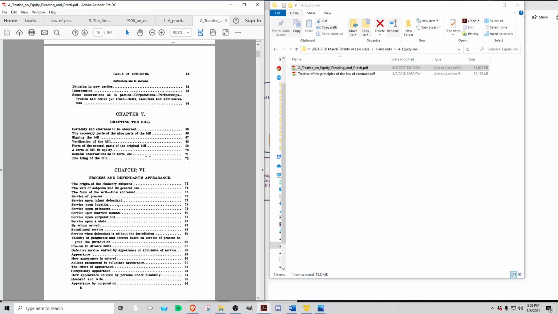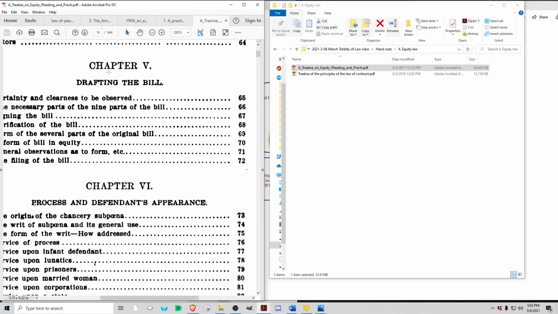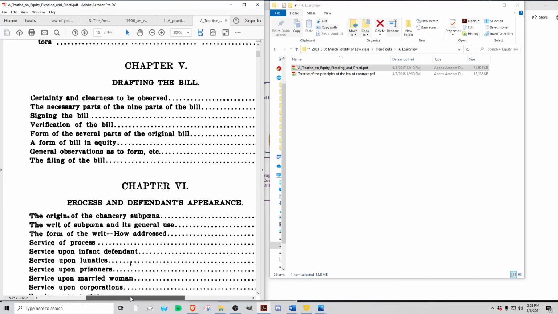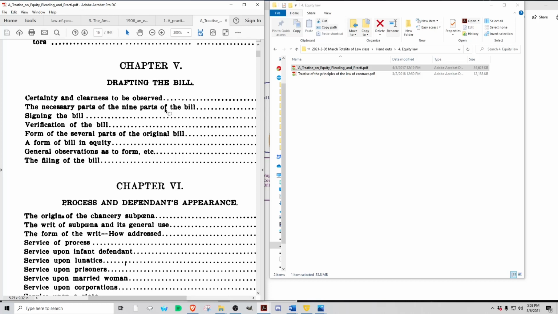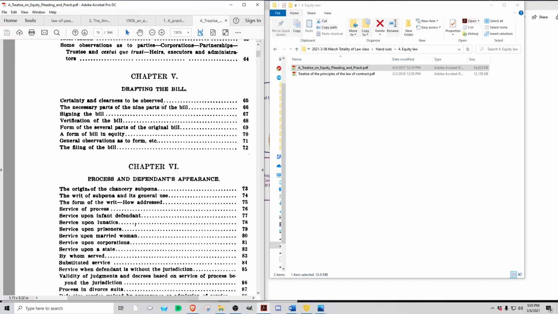I don't know if you guys can see this. I might be able to blow it up a little bit. Okay. There's 9 parts of a bill in equity, and there's 7 parts of a declaration at law. Now, this is getting deep into process, so I'll leave this for April.